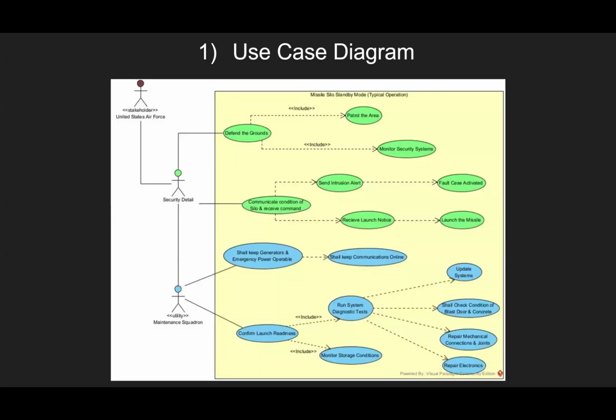In each diagram, I have a description after, but I'll just stay on that diagram. So this one is just supposed to show the typical operation inside a launch facility. In a launch facility, I only picture security being there and a maintenance squadron. The maintenance squadron shouldn't require a whole lot of maintenance, but just in case there's any unexpected problem, it can be dealt with right away.